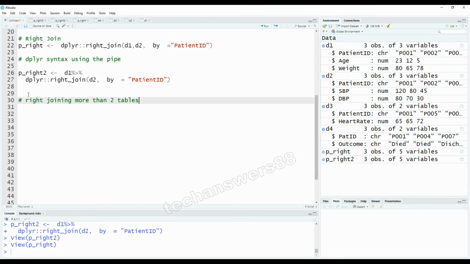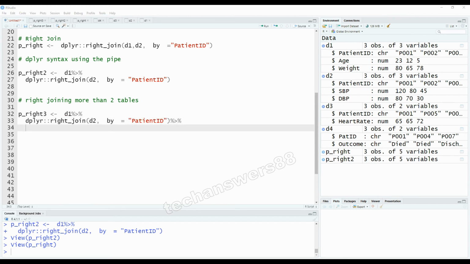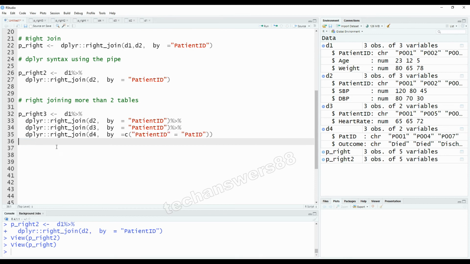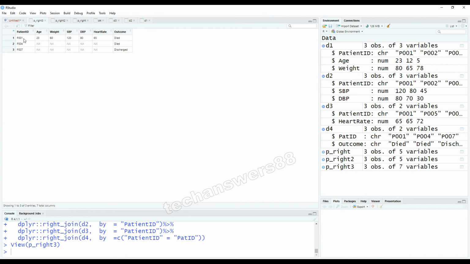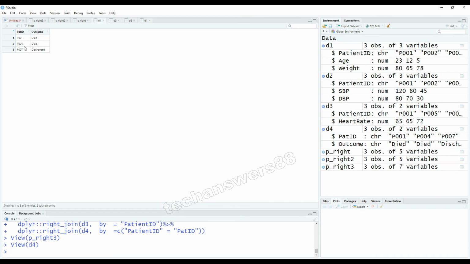So what if we need to join more than two tables? We can use exactly the same command and then pass it to as many tables as we want. So D1 is the first table, and then we do a right join with the D2, and then we do another right join with D3, and then finally we do another right join with D4. Notice that syntax is slightly different. So c("patient ID" = "PAT ID"). The reason is that in the D1, we have patient ID as the key. And in the last one, the D4, we have the PAT ID as the key. So we have to give this syntax. And remember, in this case, D4 or the last table is our right-hand side table. So everything from the right-hand side table, which is D4 in this case, is in there. So D1, D2, D3 are the left side tables, and D4 is the right-hand side table.